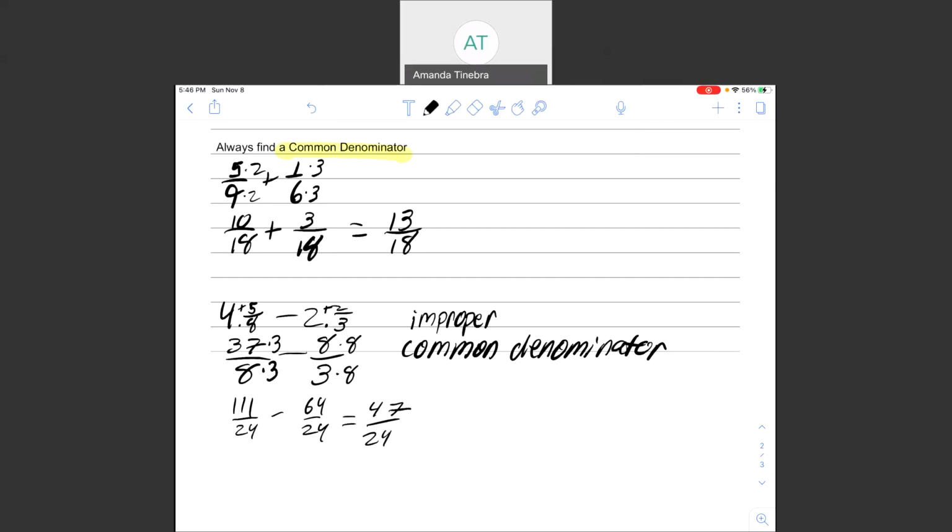Now I want to turn my answer back into a mixed number, because I see that there's nothing that goes into both 47 and 24. I don't have any simplifying that I need to do. I just want to turn this back into a mixed number. 24 goes into 47 one time, and I'm left with 23. 47 minus 24 is 23, so I have 1 and 23 24ths.